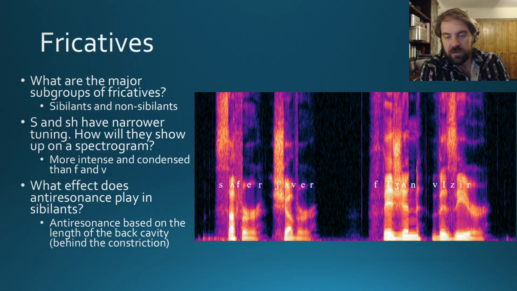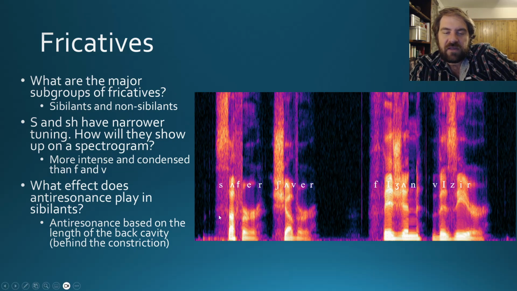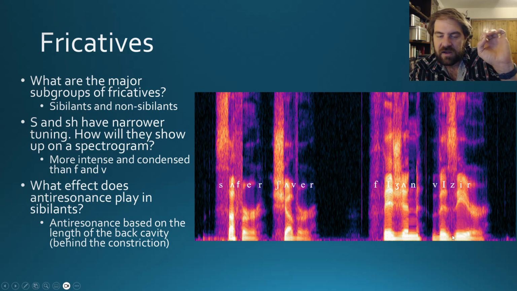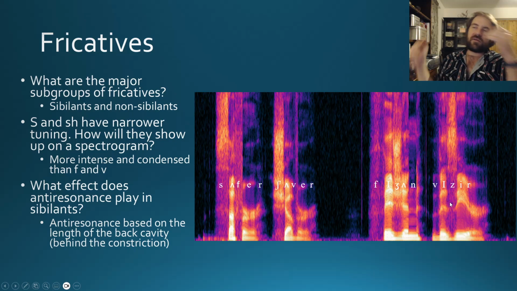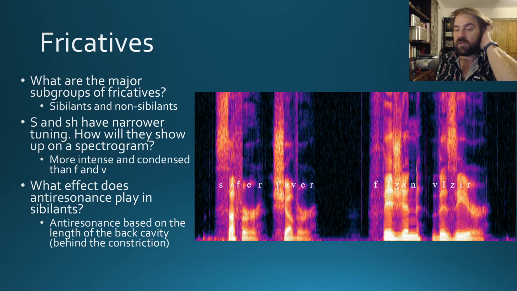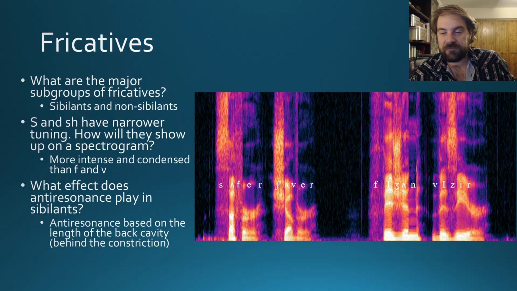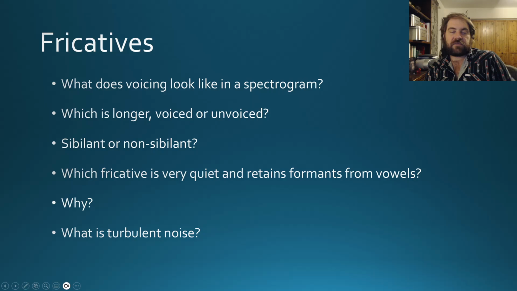Okay, so "fission." There's another look at an N, but we don't need to talk about that. "Fission," "vizier." Okay, there's another Z. That might be our first Z. So S and Z are made in the same place. You can see that the Z also has this high frequency energy, but it's got voicing. And it's a little quieter. Again, voiced consonants tend to be a little quieter than their unvoiced counterparts. Okay, and that is fricatives.